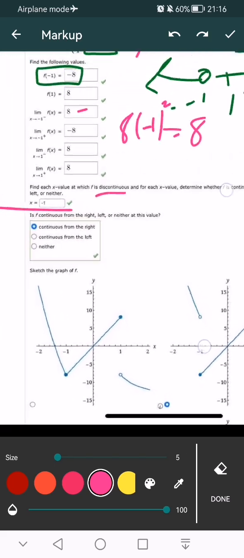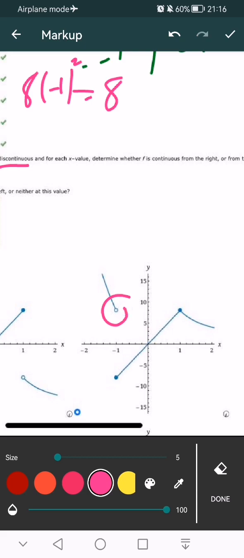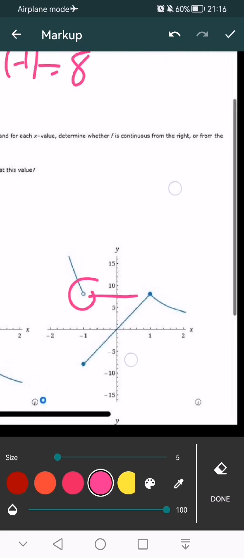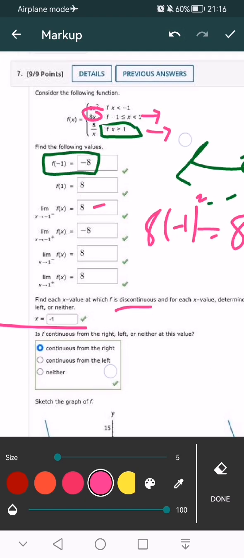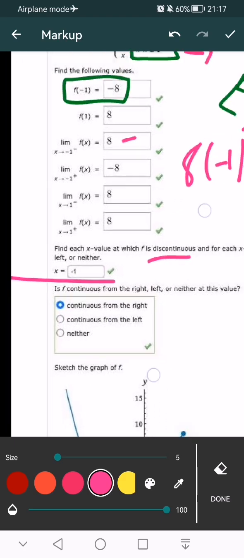So it will be less than 1, for example, so I will draw here and I will start from 8, for example, here. Okay, 8, and I will draw less than 1 and there is a discontinuity. So you can see from the graph, as I explained in the first question, the discontinuities. So at minus 1 there is a discontinuity.